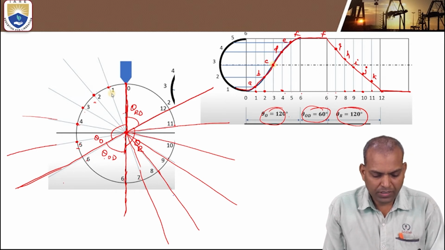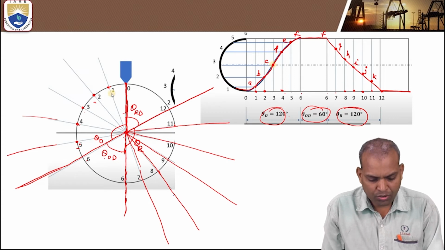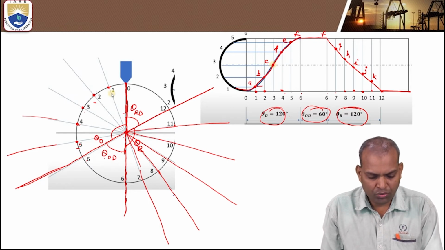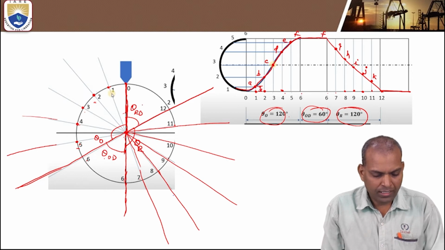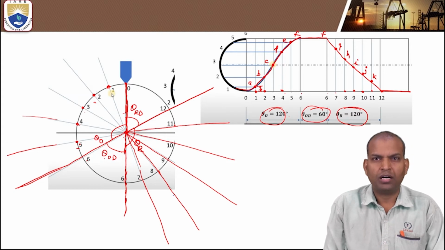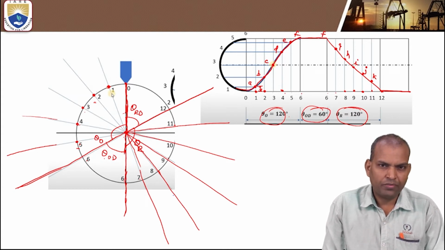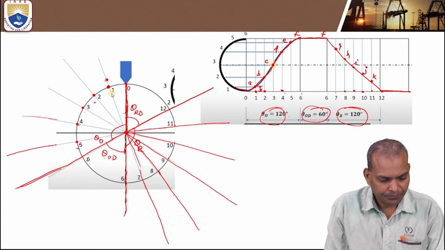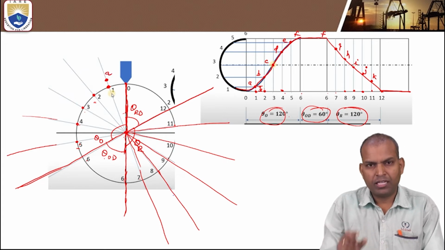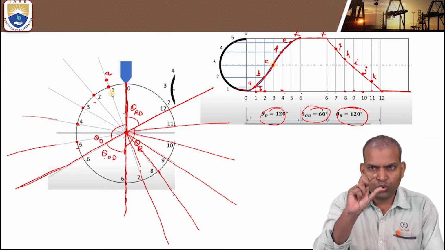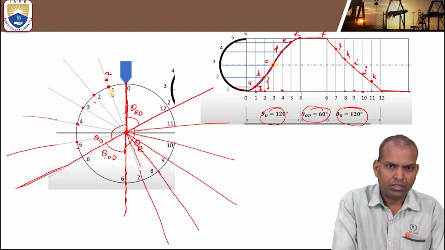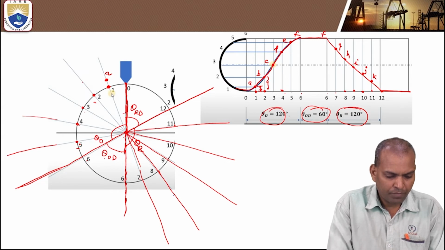Now we have to take the distance from the displacement diagram, 1 to A. Take this 1 to A distance, and with the help of the compass, with the center at 1 on the circumference of the base circle of the cam, mark 1 to A. This is point A. Next, take the vertical distance from the displacement diagram, 2 to B. This is the distance 2 to B. Again, come back to the base circle radial line. This is point 2, mark point B.